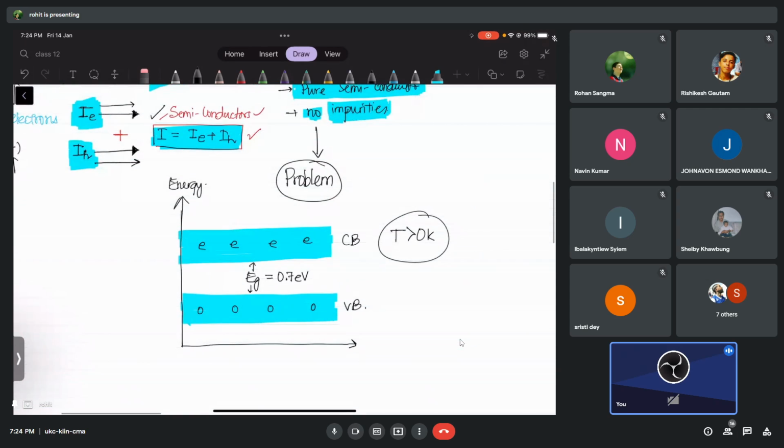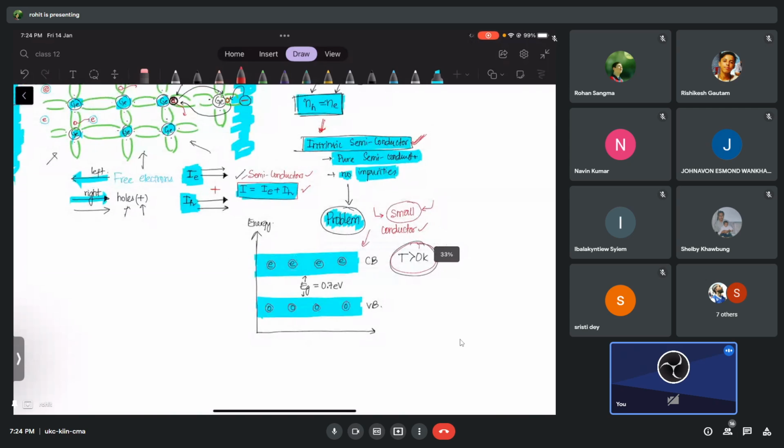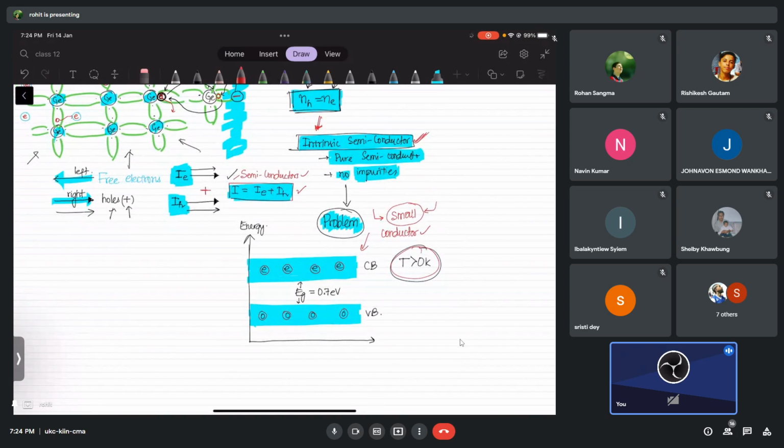Now look at the problem. Listen to me carefully. Germanium is a conductor, and silicon is a conductor at this temperature, but the problem is the number of these charges, the holes and the electrons. Do you think it is very, very large or very, very small? Very, very small. You are not going to get so many free charges like metals. Metals have a very large number of free electrons.